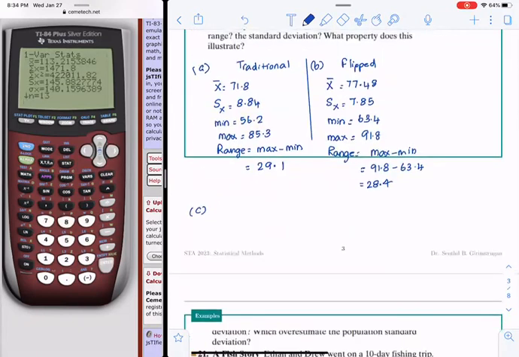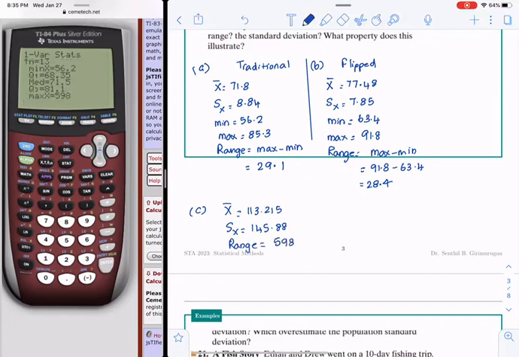So the average simply jumped to 113.215. The standard deviation jumped to 145.88. What happened to the range? The range is simply the max minus min. So in this case, it's 598 minus 56.2, 541.8. That jumped also. But notice the jump in the range is significantly higher than the jump in the standard deviation. Even though the standard deviation indicates that there is variability, there is a significant jump in the range when compared to the standard deviation.